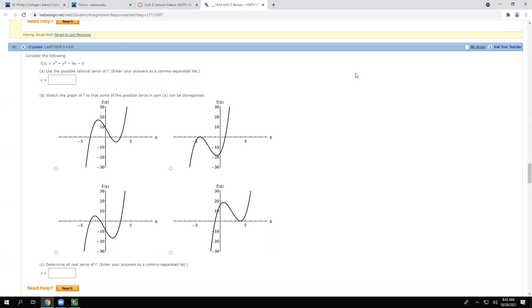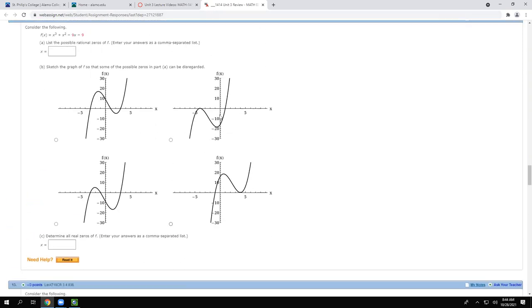Okay, what do they want this time? They want me to list all the possible rational zeros, and then they want me to find the ones that work. Okay, well, I will do that then. Let me write down the problem.